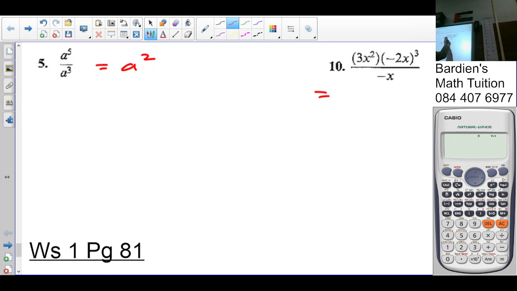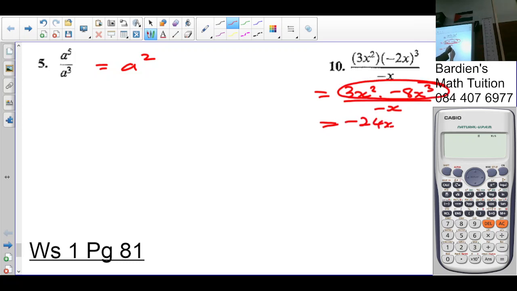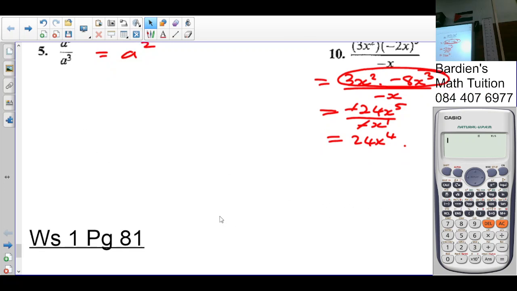How do we get that? So it's 3x squared times negative 2 cubed, which is negative 8x cubed, over negative x. We multiply the top, positive times negative is negative, 3 times 8 is 24, x to the power 5 over negative x. Negative divided by negative, positive. 24x, 5 minus 1 is 4. Okay. Any issues here? No?